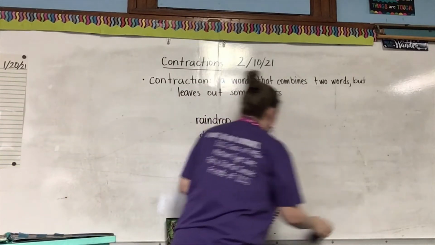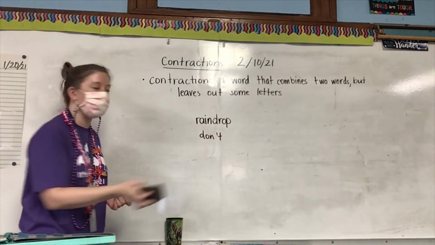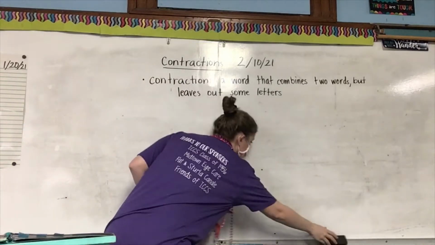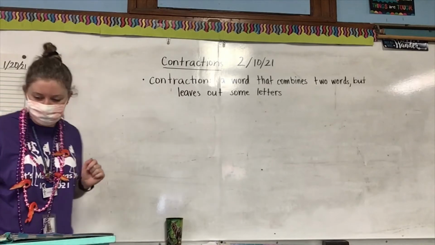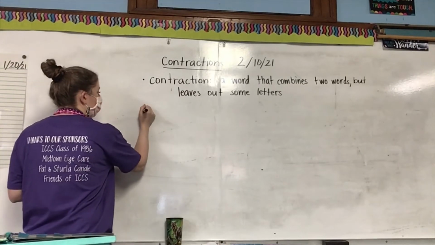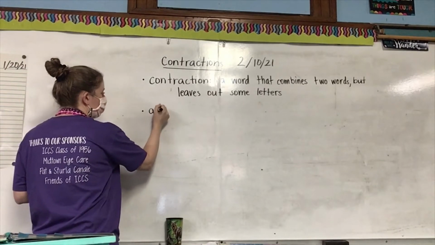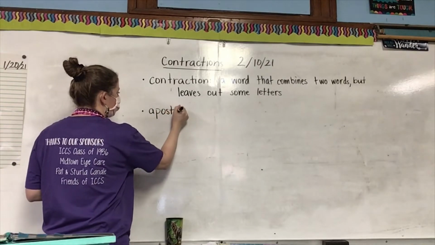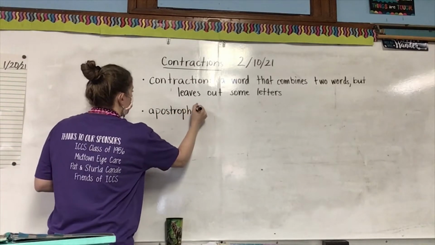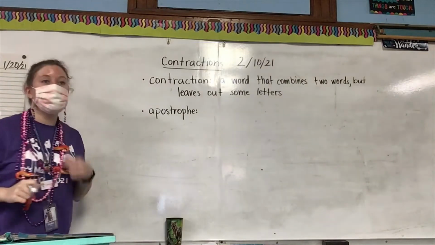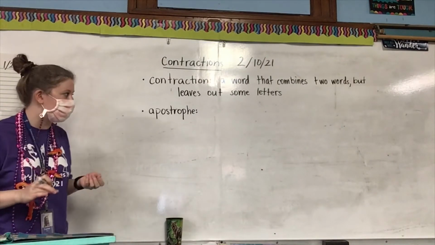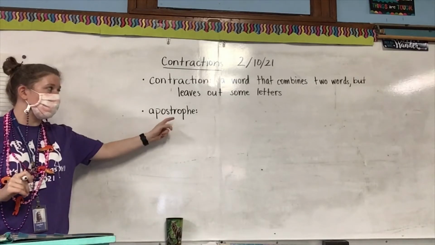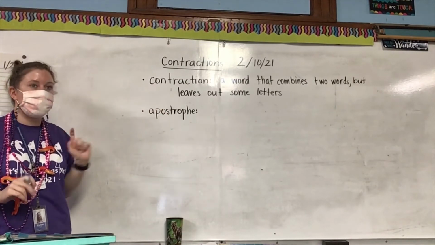Now, we don't just leave them out. We have to add something to let people know that we left some letters out. So, in contractions, we also have an apostrophe. Now, we talked a lot about apostrophes with possessive nouns. So remember in the video, the girl said, just because a word has an apostrophe doesn't mean it's a contraction.